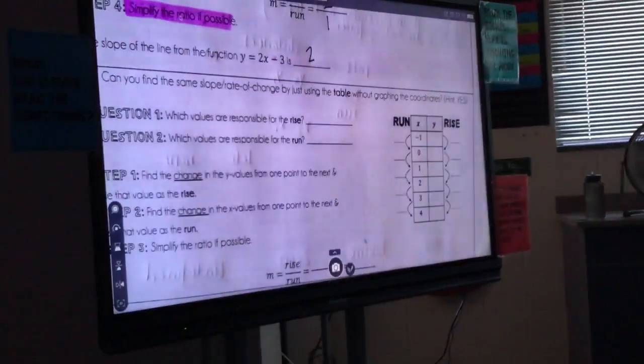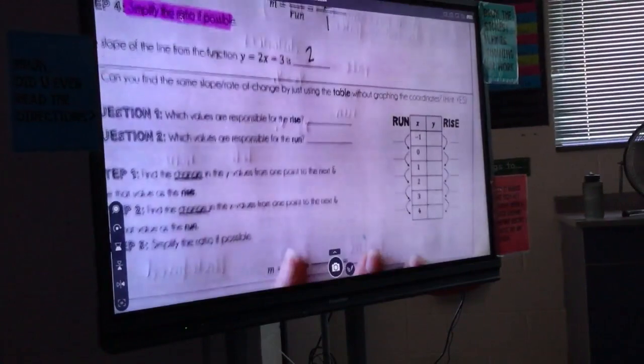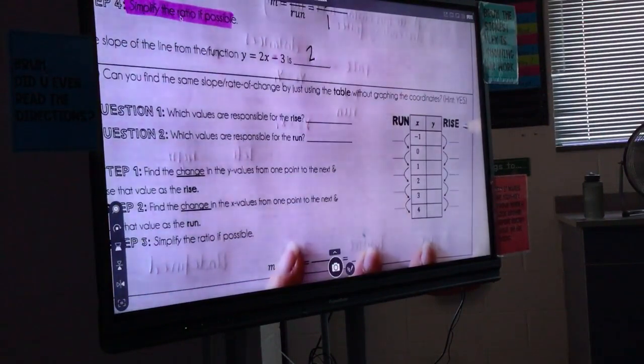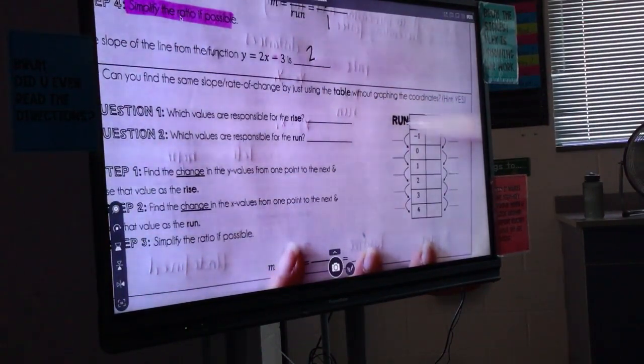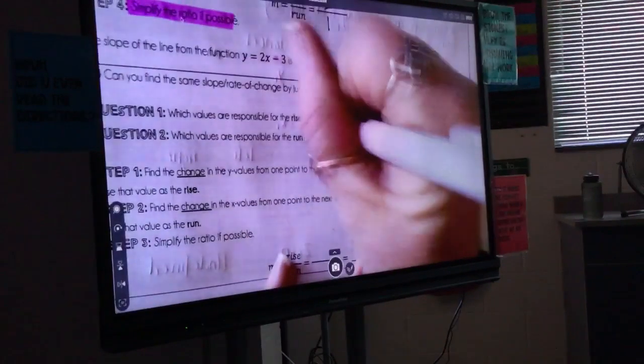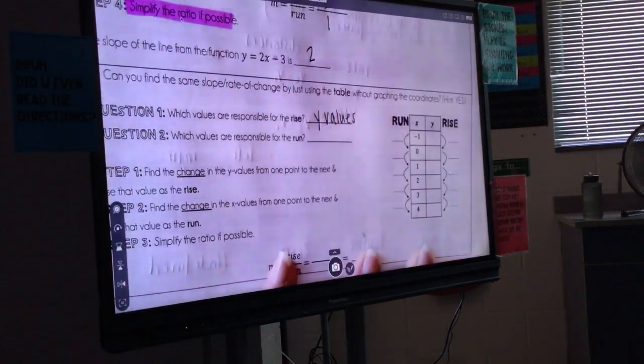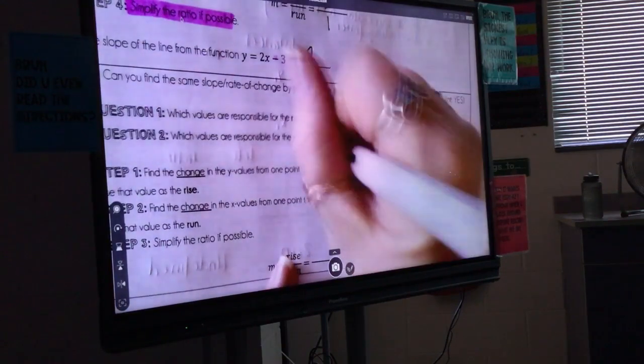So, question number 1 says, what value or what values are responsible for the rise? Like Nevaeh pointed out, it's right here. It tells you your answer right here if you don't know. So we are going to write our y values. Okay, which values are responsible for the run? Richard: x values.